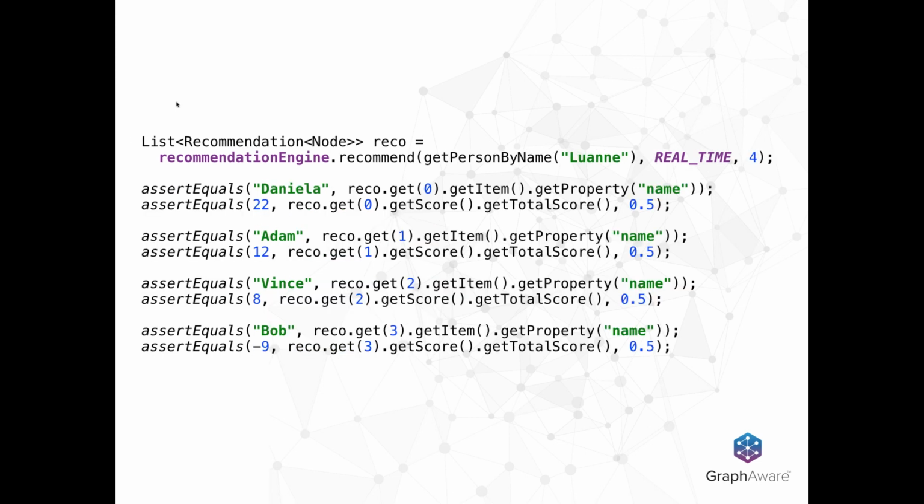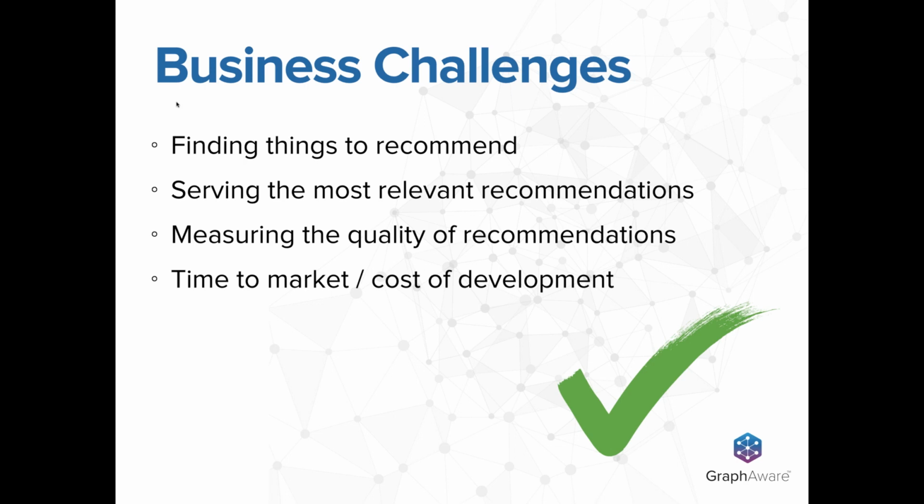This is just another way of testing it, so you could inspect the recommendation object and assert that the scores are what you expect them to be, and the people that are recommended are the ones that you expect. So hopefully we have solved most of or all of the business challenges. So we started finding things that we should recommend. We also introduced the concept of scores and scores transformers, and the fact that these are handled by the framework to serve the most relevant recommendations.